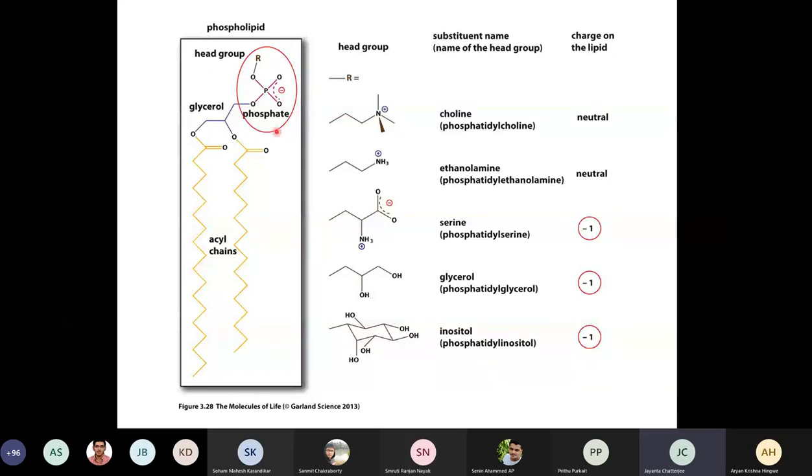It doesn't mean that there are no negatively charged lipids. There probably can be phosphatidyl serine also, this guy. So that will give a negative charge. But predominantly, it's neutral lipids. And the other thing that you have in eukaryotic membrane, which is typically absent in prokaryotic membranes, is the presence of cholesterol. Now what cholesterol does, we will see in a few minutes.